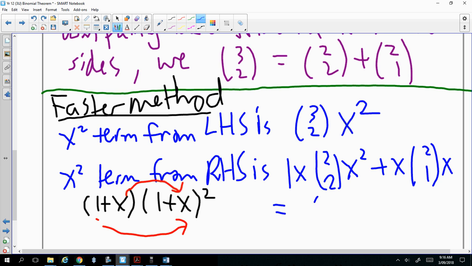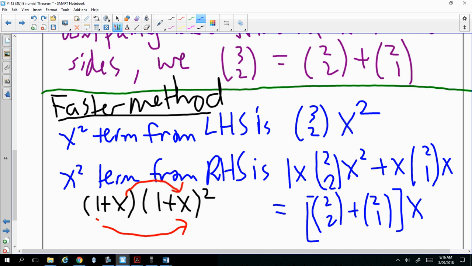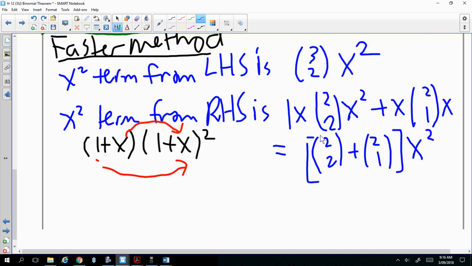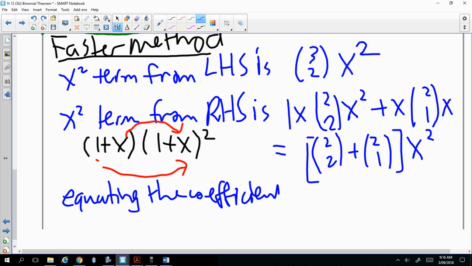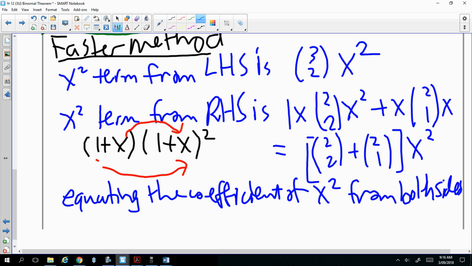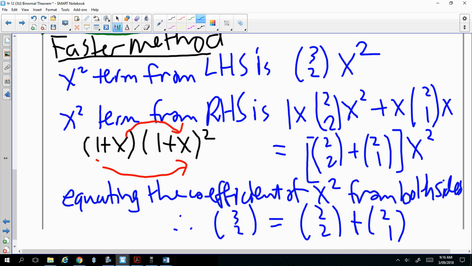And now we can just match the coefficients, and then you just write equating the coefficient of x squared from both sides. We get, therefore, 3,2 is the same as 2,2 plus 2,1. Yeah, so that can be done. You should try the next page proof. Exactly the same. Have a try.